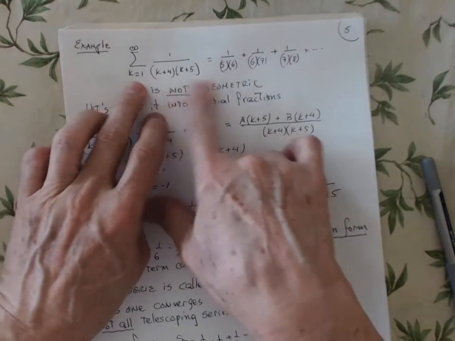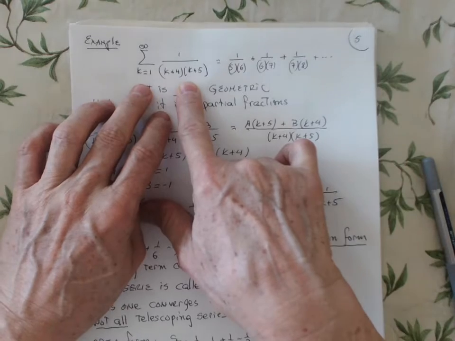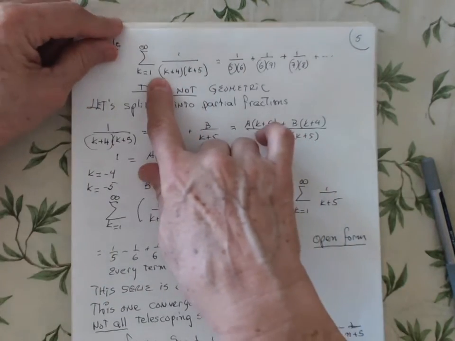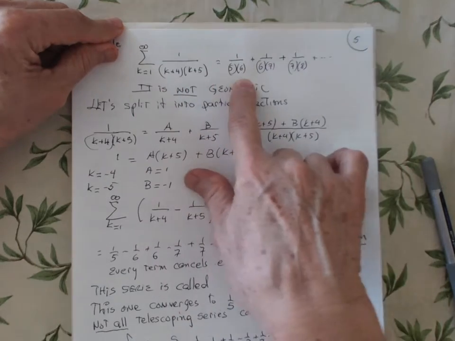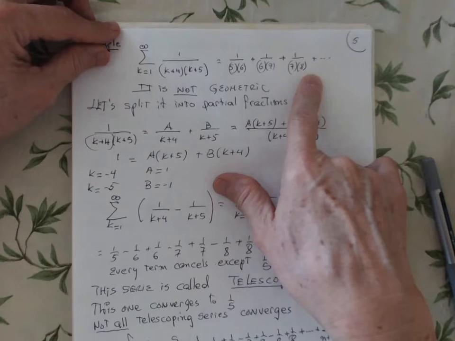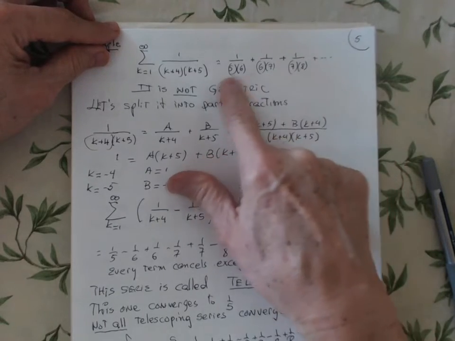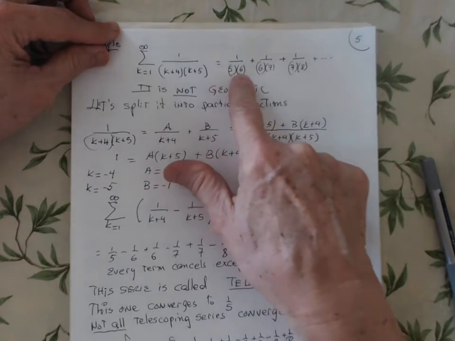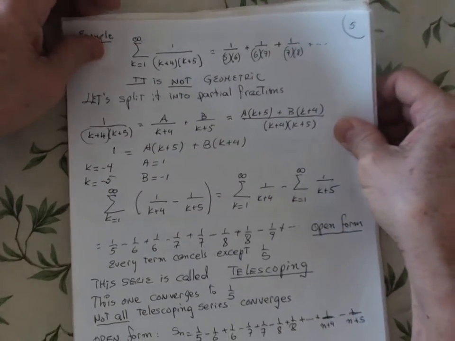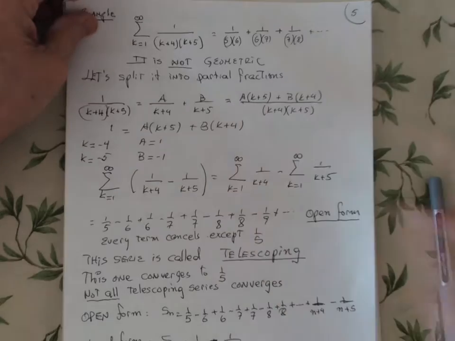Here's an example. This one right here, as you can see, looks like 2 factors in the denominator. As I expand this infinite series, you have that. Well, it is not geometric, as you can see. Even if I divide, what number times this one gives me that one, and so on, is not the same. No, it doesn't work. Let's just split that into 2 partial fractions.